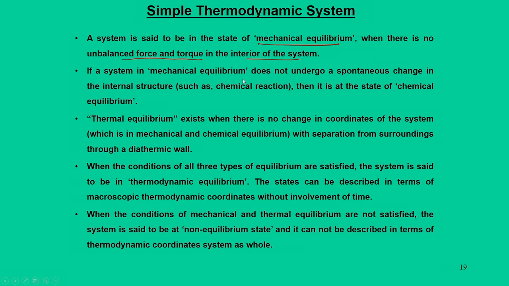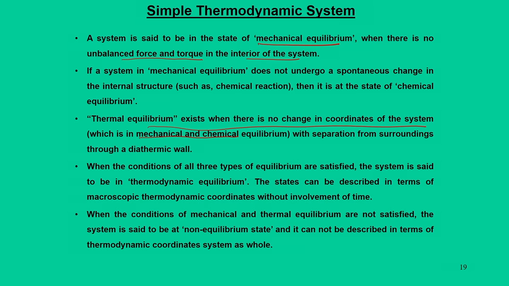But this mechanical equilibrium does not include the changes or reactions happening within the internal structure of the system. So, if that happens, thermal equilibrium is not possible. Thermal equilibrium is possible only when there is no change in the coordinates of the system. That means the system is in mechanical as well as chemical equilibrium.